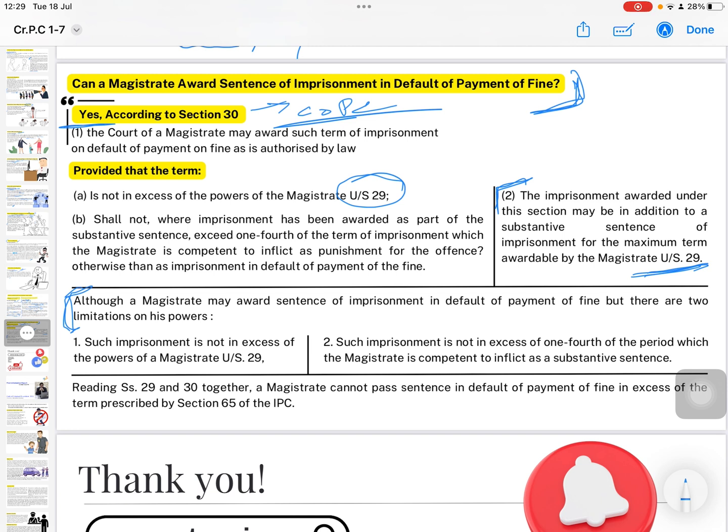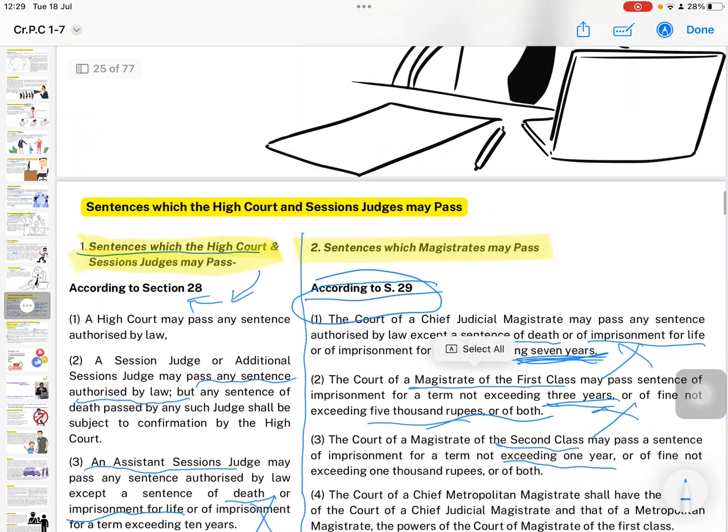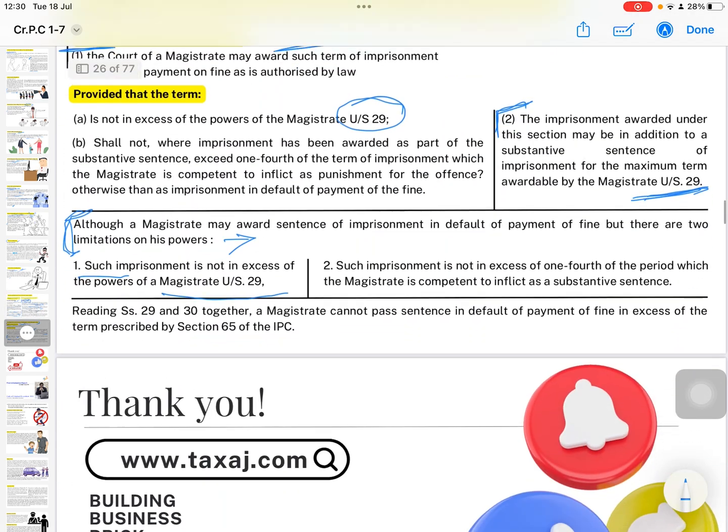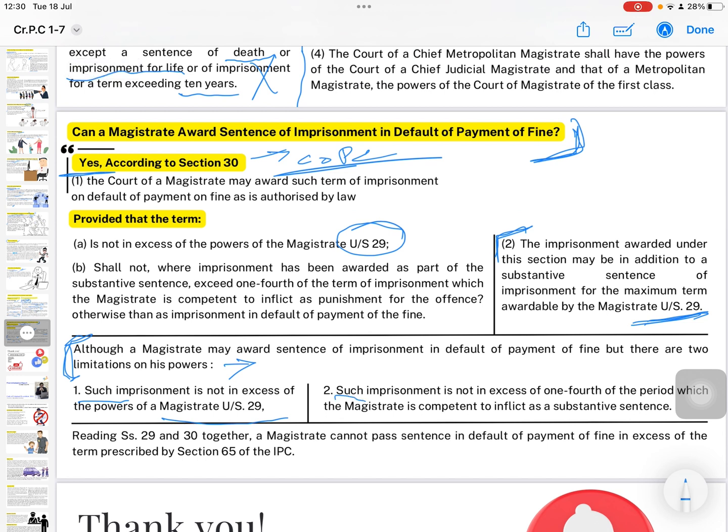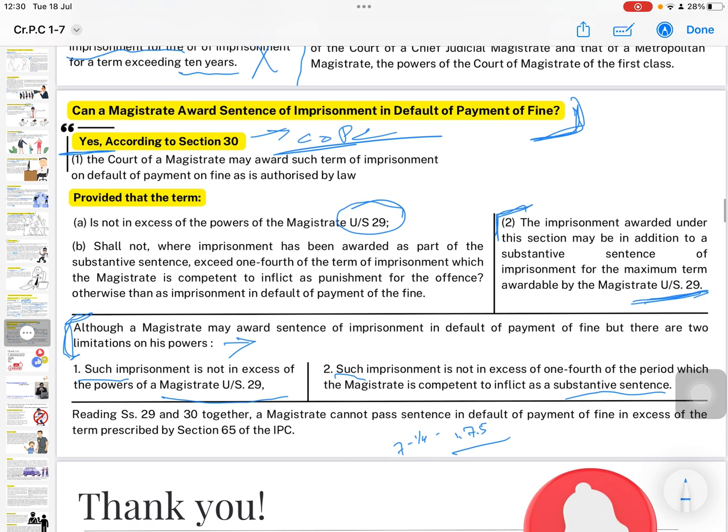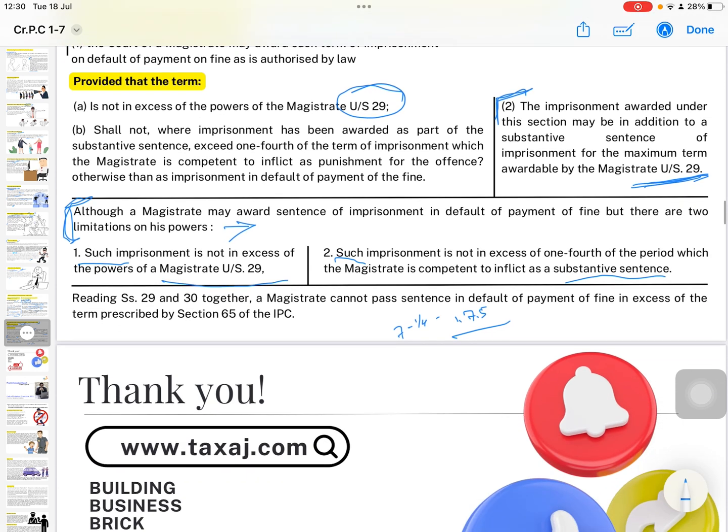Although a magistrate may award a sentence of imprisonment in default of payment of fine, there are 2 limitations on his power. One, such imprisonment is not in excess of the powers of the magistrate under section 29. Or, such imprisonment is not in excess of 1/4 of the period which the magistrate is competent to inflict as a substantive sentence. मैजिस्ट्रेट को जो पावर है, सपोज अगर उसे 7 साल की पावर है तो इसका 1/4 1.75 साल होगा, तो ये रूल यहाँ पे देखा जाएगा. Reading sections 29 and 30 together, a magistrate cannot pass a sentence in default of payment of fine in excess of the term prescribed by section 65 of the IPC.